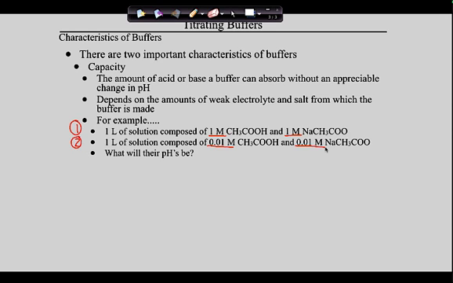But then, guys, what about this? Which one of these will be the better buffer? Which one will have the greater buffering capacity? 1 or 2? 1, right?